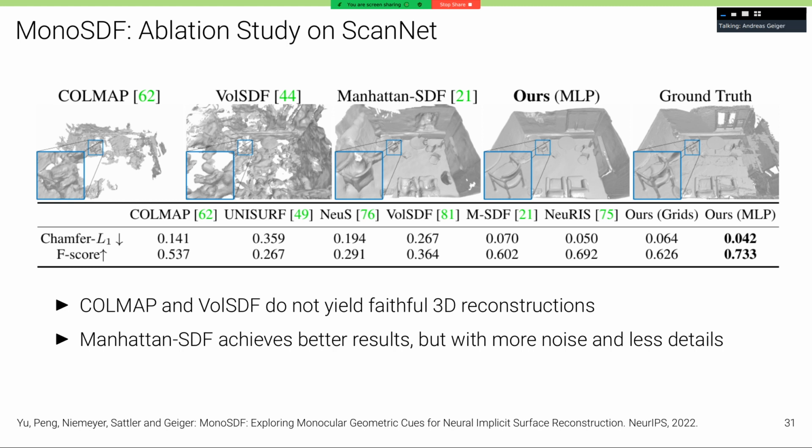Here's an ablation study on ScanNet, where we can see that for these datasets, because they have so little texture, COLMAP and VolSDF without the cues fail almost entirely. And Manhattan SDF is concurrent work to ours that uses Manhattan world priors, which leads to better results, but is still less accurate and less detailed than our reconstructions here.